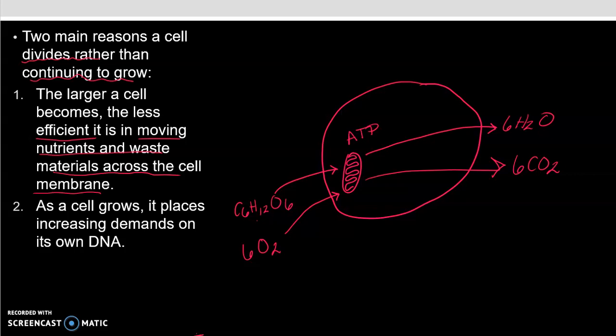The second reason why a cell would divide rather than continuing to grow is the increased demand it has on its own DNA. DNA is our genetic material, and as a cell grows, the amount of genetic material is not doubling or increasing as well. And so that produces a strain on this genetic material because it is what makes all of the proteins for our cells. So as the cell gets bigger, it wouldn't be able to keep up with everything the cell needs. So it's easier for our cells to divide rather than to just get larger over time.